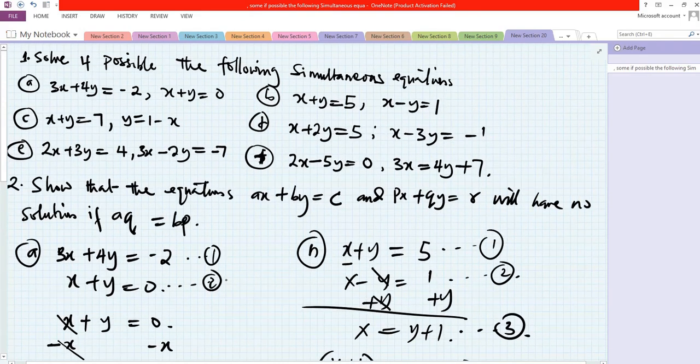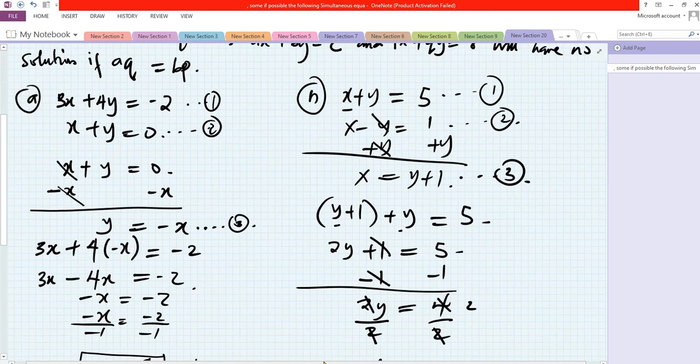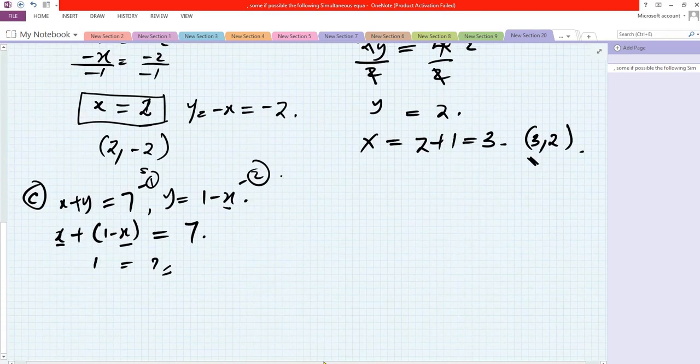Which is not possible. So 7. Let me see. I've got the question. Plus 1, y equal to 1 minus x. So that means this is not possible. This is not equal to this. So that means this. So this is not possible.